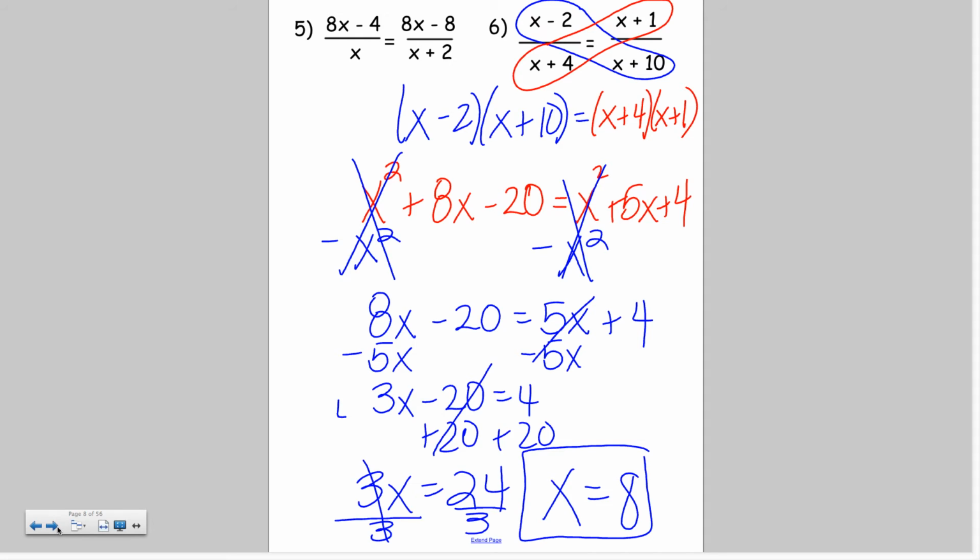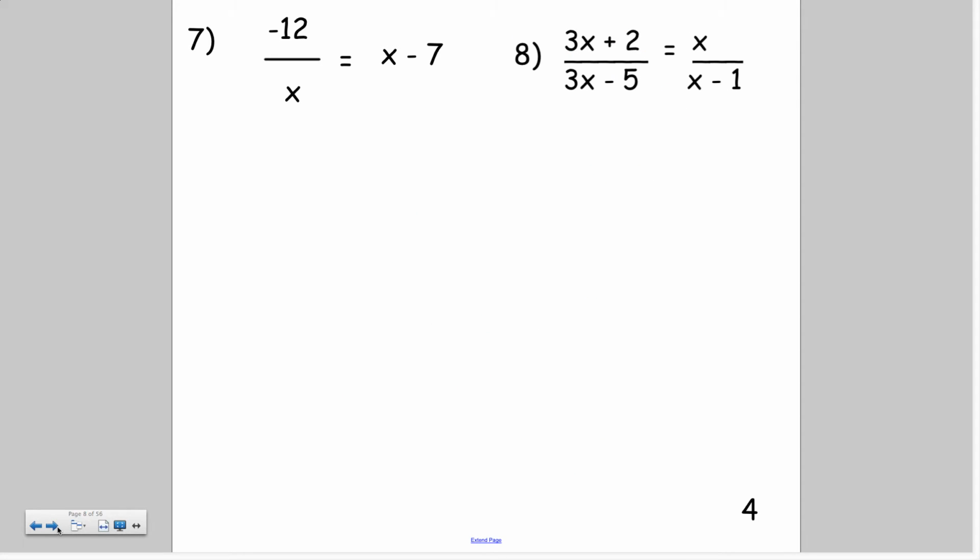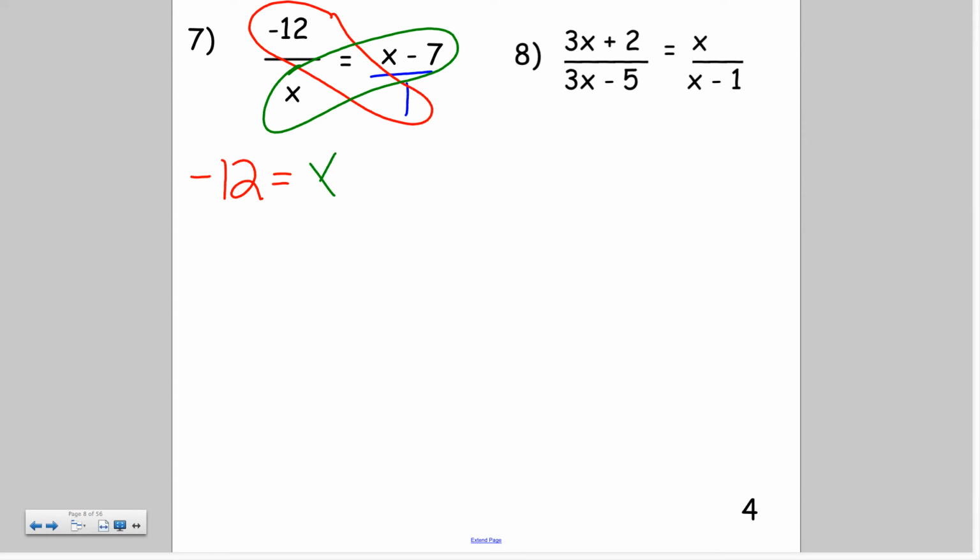Alright, number 7. This one's set up a little bit different because you've got a fraction equals x minus 7. But remember, anything can be made into a fraction just by putting it over 1. So when I multiply, I'm going to multiply -12 times that 1. And I'm still going to multiply x times x minus 7. So negative 12 equals distribute.